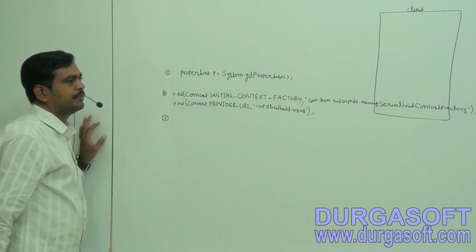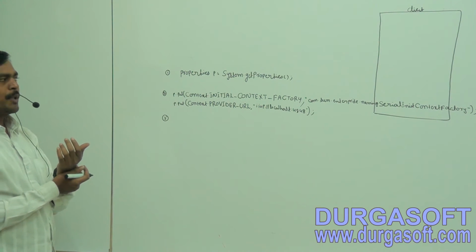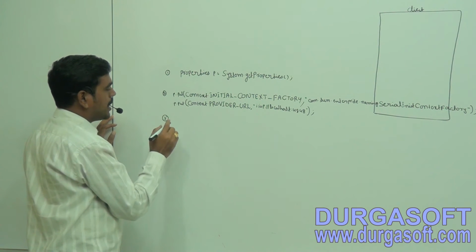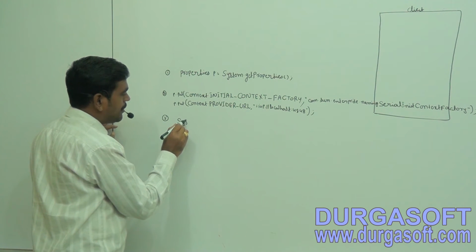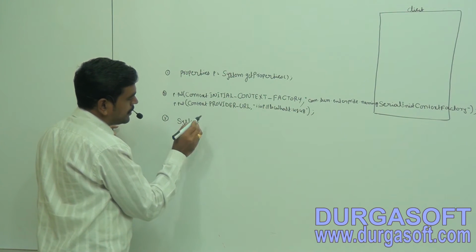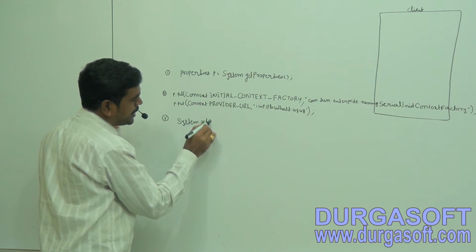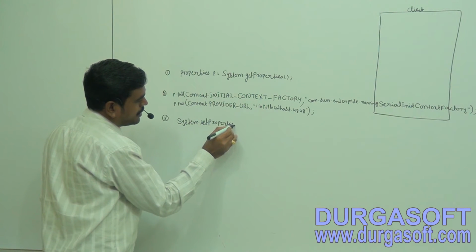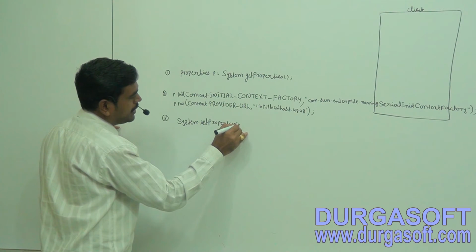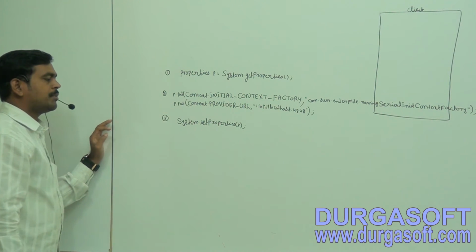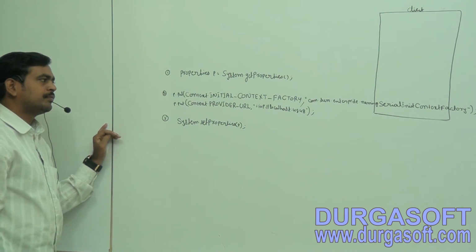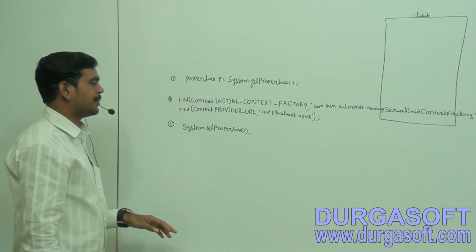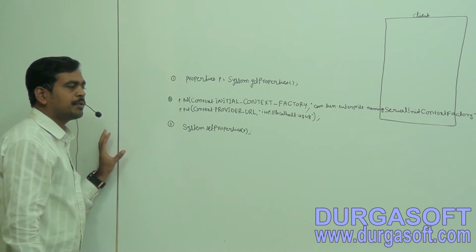The third step: we need to set this P object once again into System. How to set? System dot setProperties of P. Right? That's enough. These three steps we have to do.